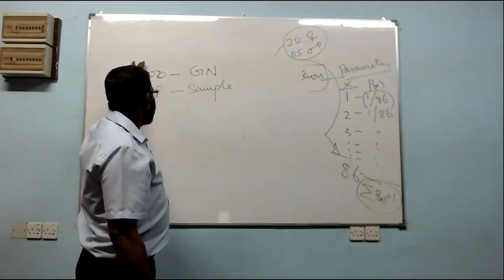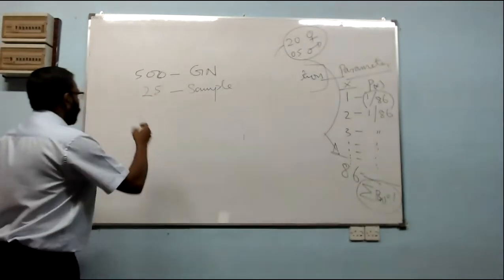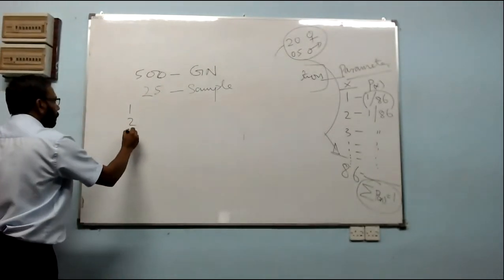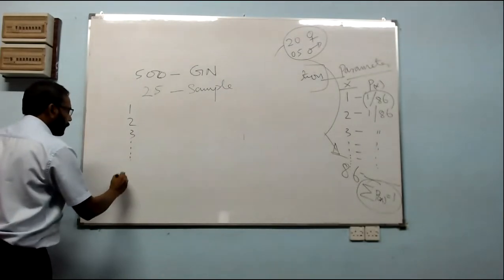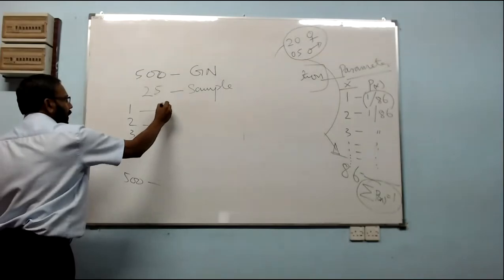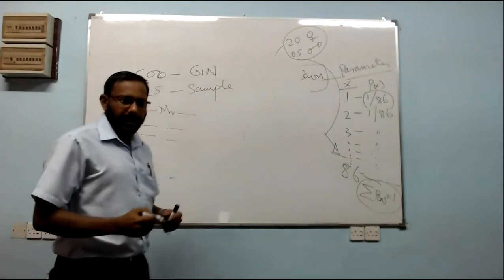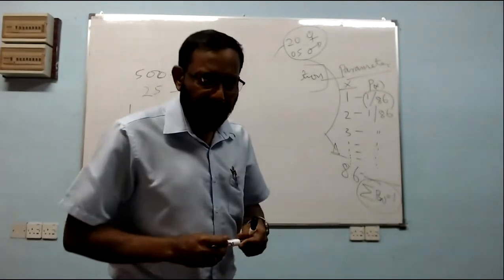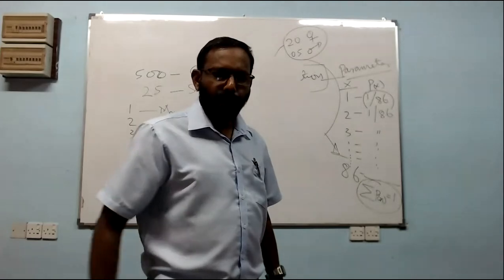So we get the list 1 to 500, right? The names are there. Mr. So and so names are there, right? So now I have got the list. How to select this 25?